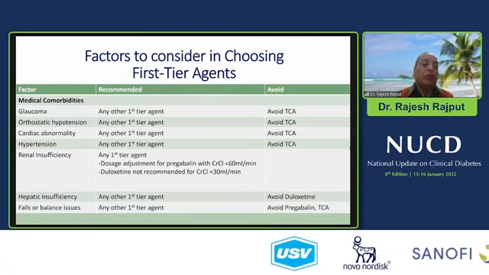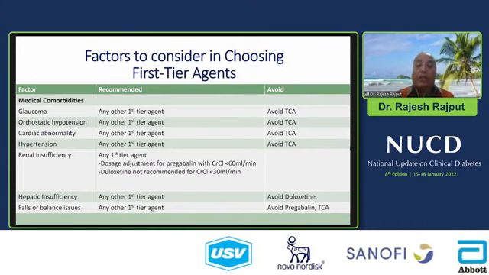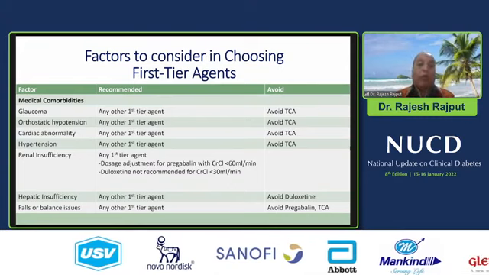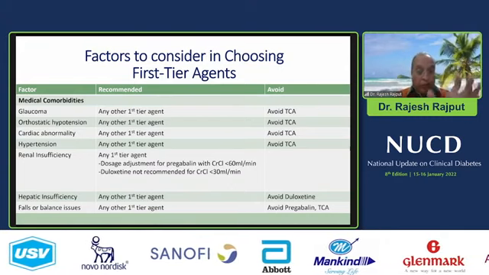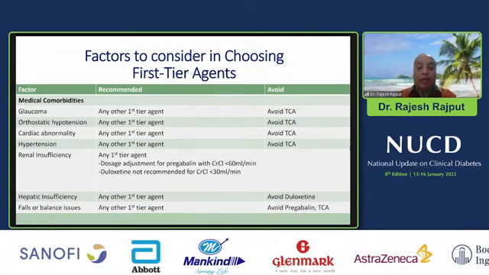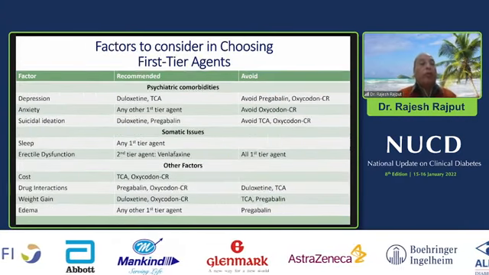If the patient has issues with falls or balance issues, then please do not use pregabalin or tricyclic antidepressants. You are only left with duloxetine. So this is how we have to choose out of these three first-tier agents depending on various medical comorbidities.